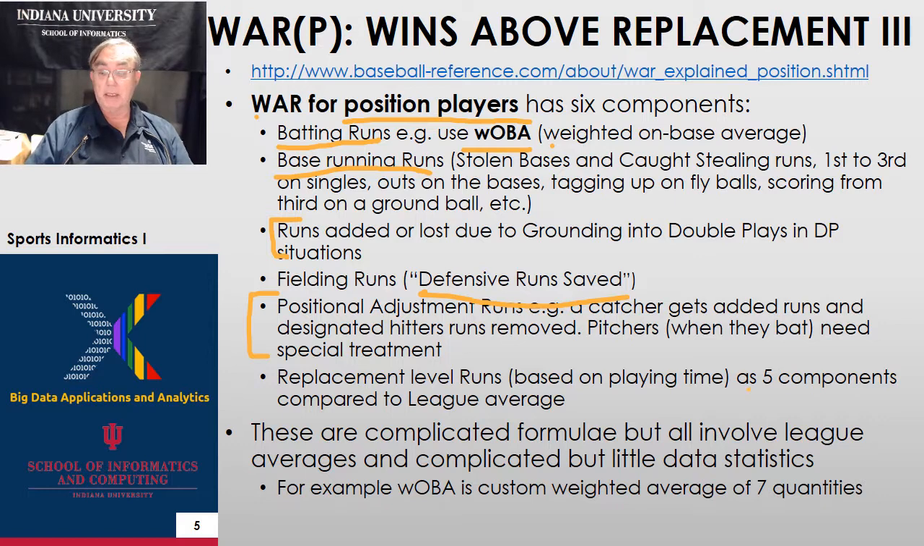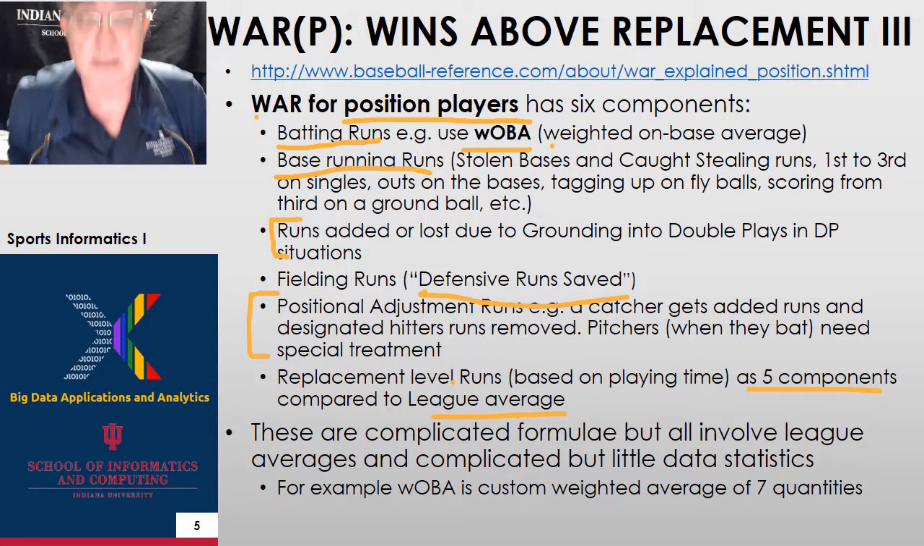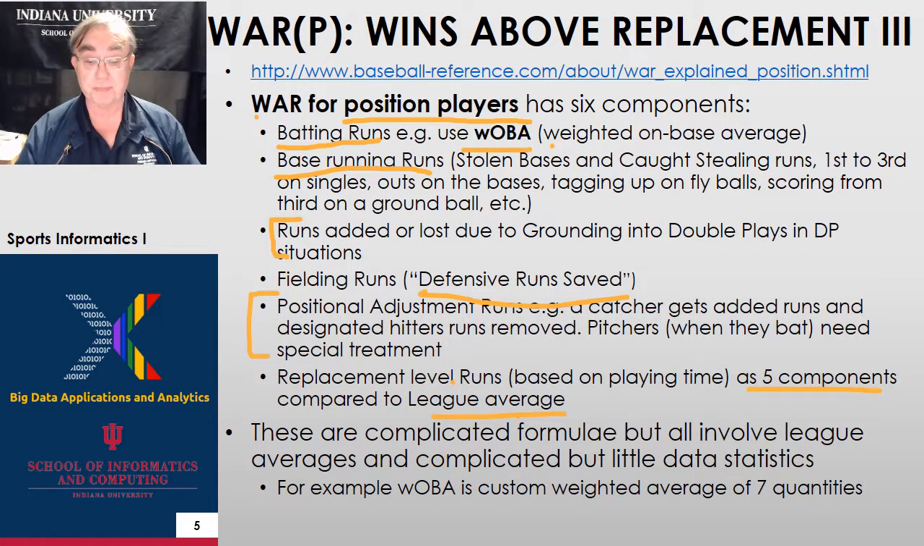And then you compare these components to the league average, and then you go from the league average to the replacement level. So this concept of replacement level is a bit bizarre. It might have been easier to do wins above average player. You do all these things compared to the average, and then you do this adjustment to make it compared to a replacement level.